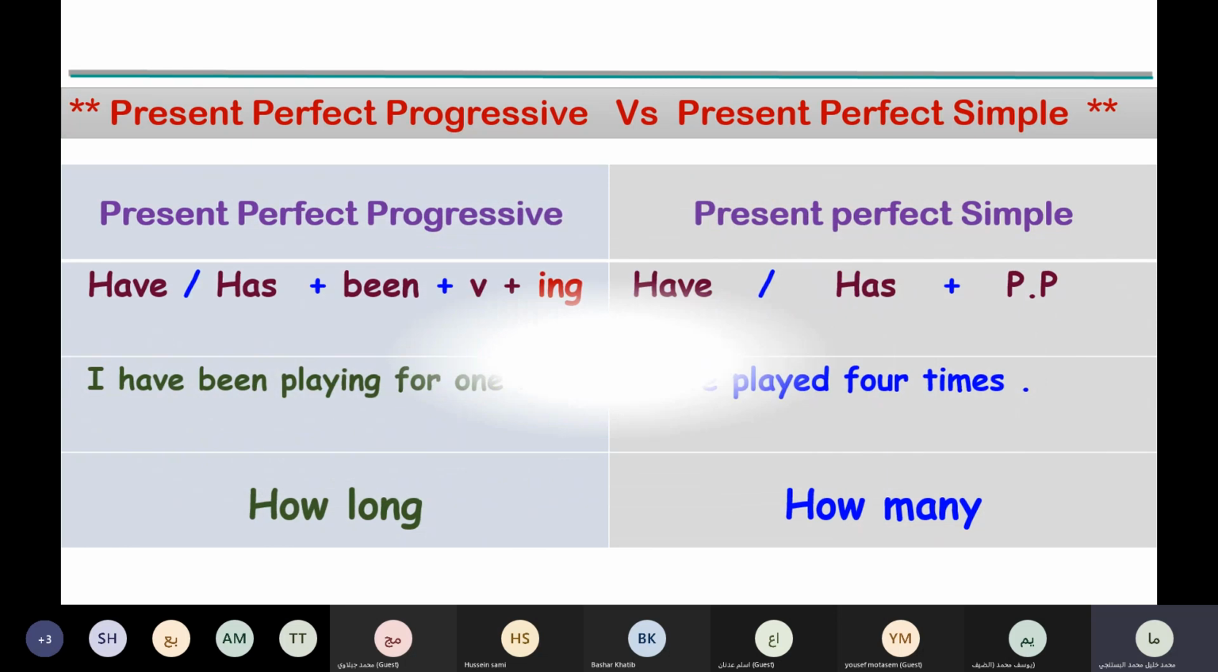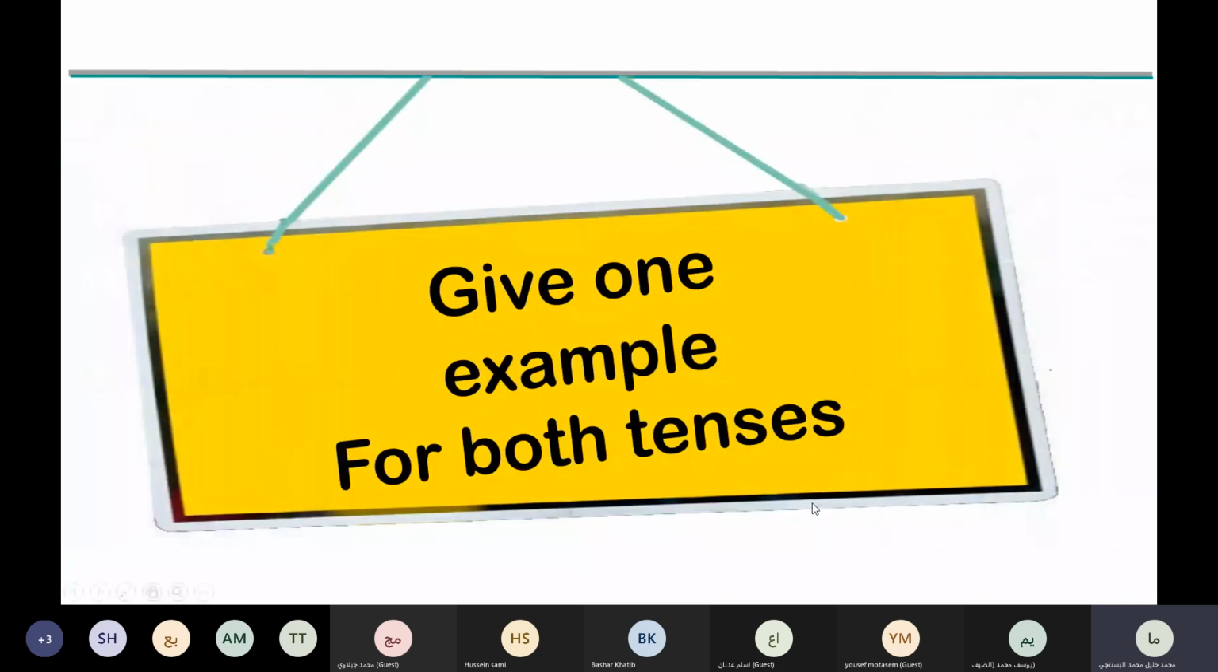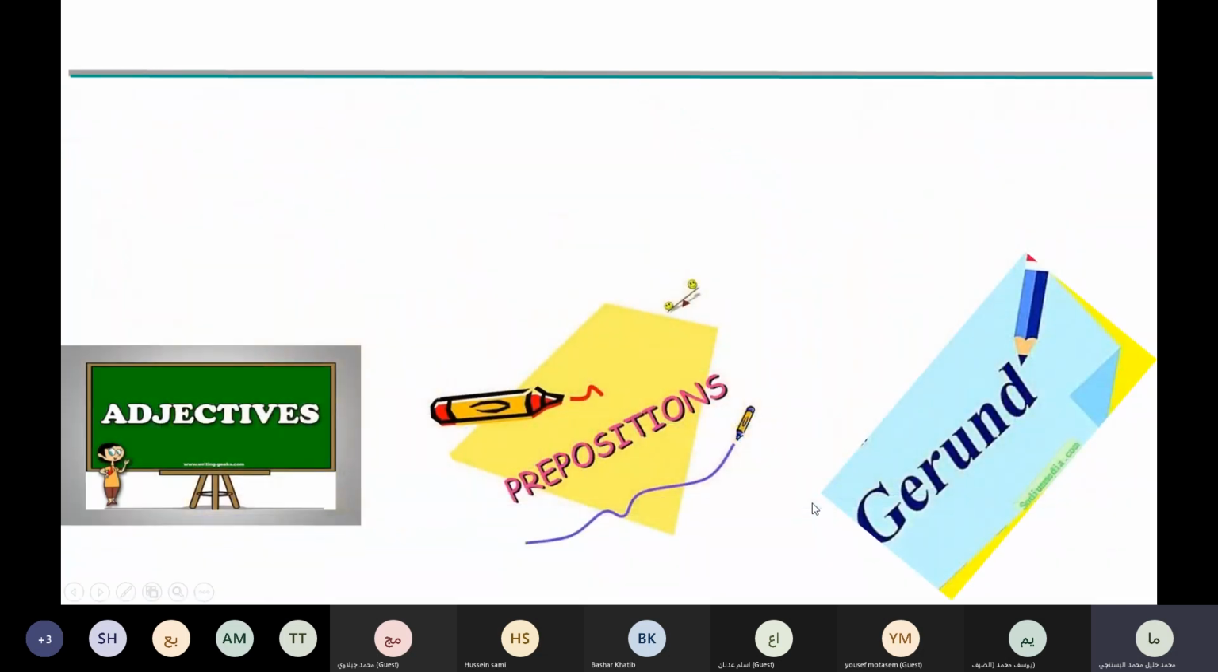Now look at the form of the present perfect progressive and the present perfect simple. Have, has, been, plus verb ing. We use how long if you want to ask about the duration of time. If you want to ask about the number of things, we use what? How many times, things, etc. Okay.